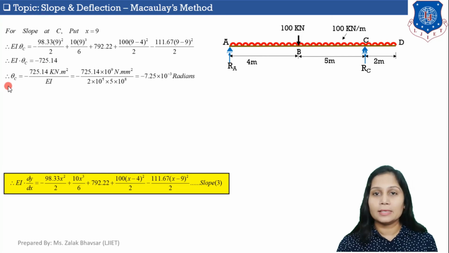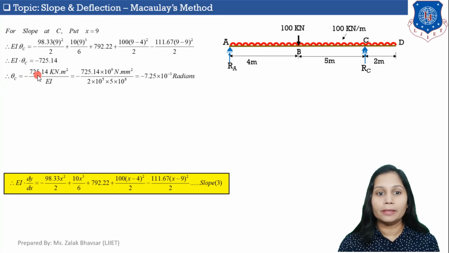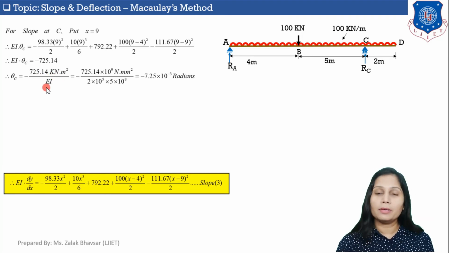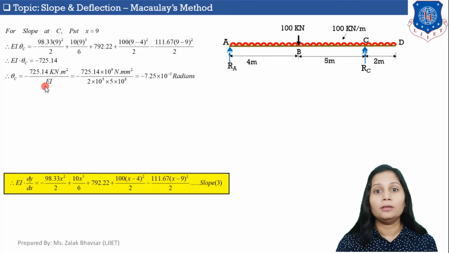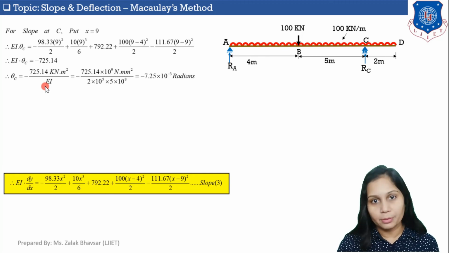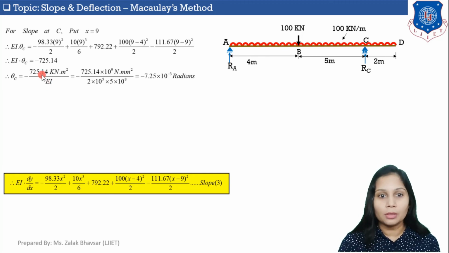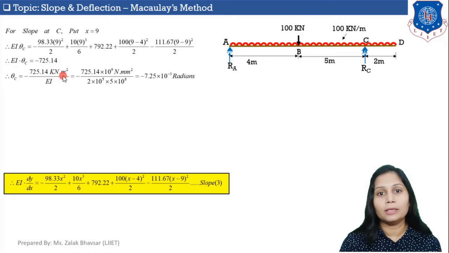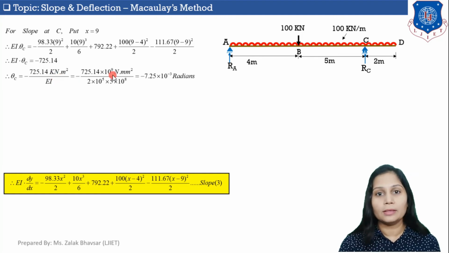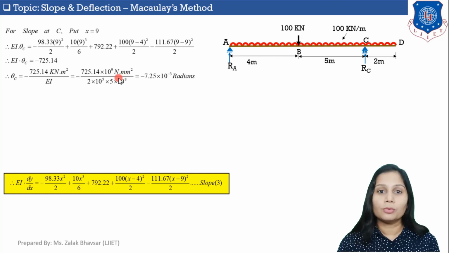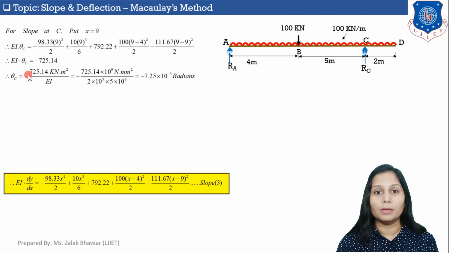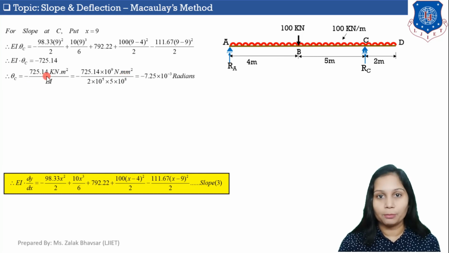So theta C is equal to minus 725.14 kilonewton into meter square upon EI. Now given value of E and I in Newton and mm square. So we need to convert this kilonewton into meter square into Newton into mm square. So to conversion we need to multiply 725.14 with 10 raised to 9.